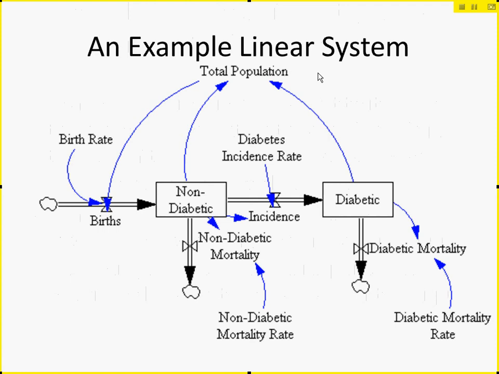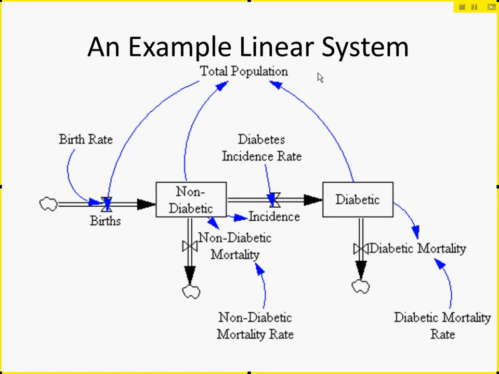Good. And then we have two first-order delays, one there, and this one has some competing risks. And this is all linear in the sense that incidence is just the diabetes incidence rate times the number of non-diabetics. Non-diabetic mortality is just some non-diabetic mortality rate times the number of non-diabetics. Diabetic mortality is just some diabetic mortality rate times the number of diabetics. Okay? So we can characterize a situation like this, and its behavior over time is kind of interesting.